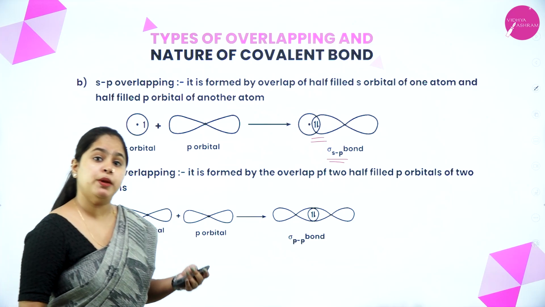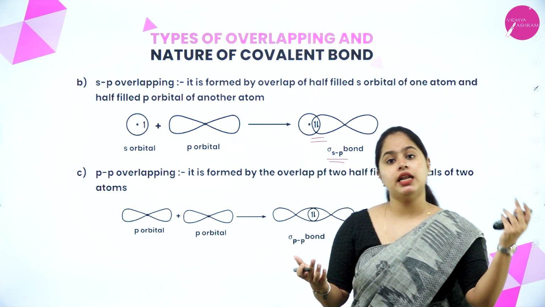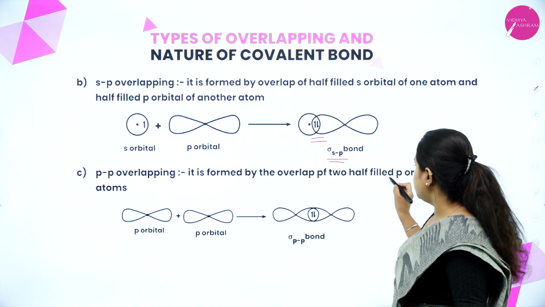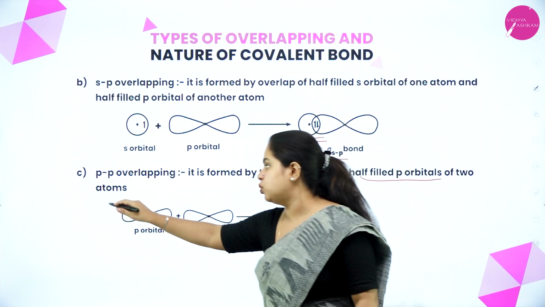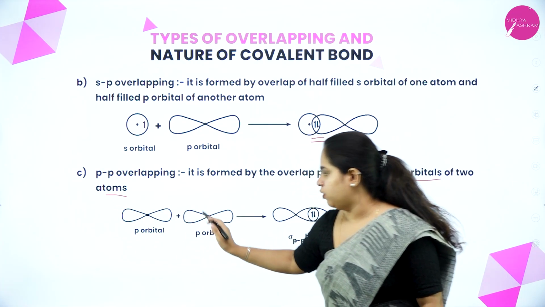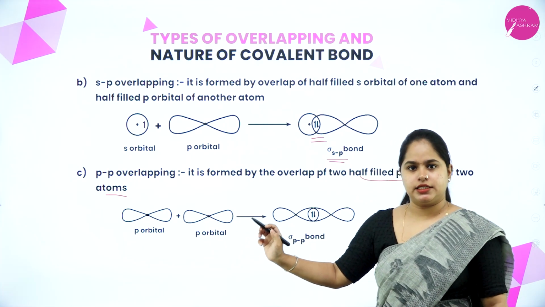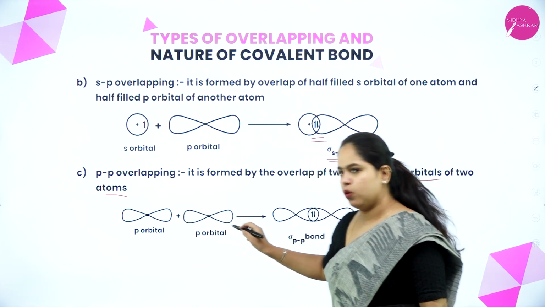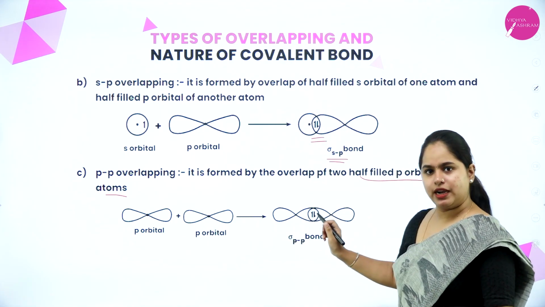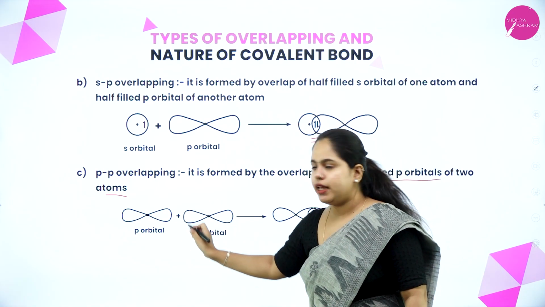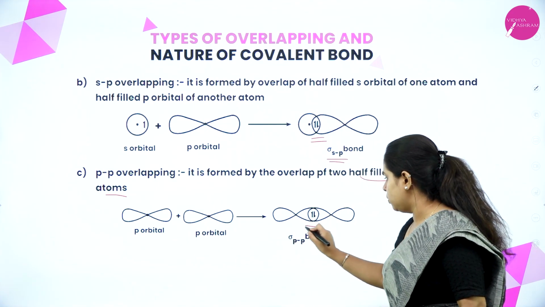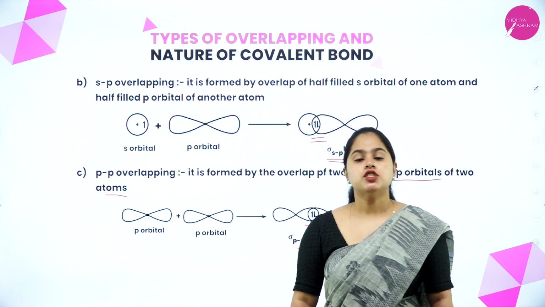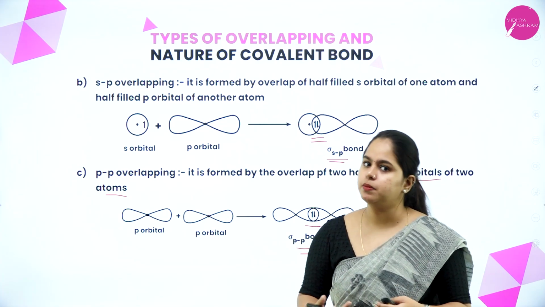Now moving on to p-p overlapping. A p orbital and a p orbital are head-on overlapping, right? It is formed by the overlap of two half-filled p orbitals of two atoms, a p orbital of one atom and a p orbital of another atom. They overlap head-on along the internuclear axis. As you can see here, this type of overlapping takes place, and the unpaired electron present in each of these orbitals now pairs up, and a sigma p-p bond is formed here. So these are the three types of sigma bond which are formed.